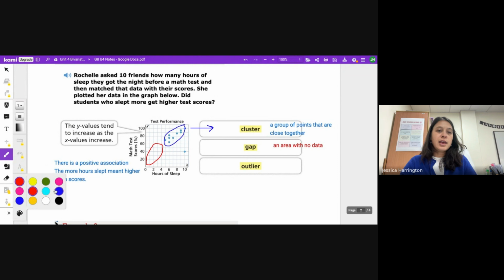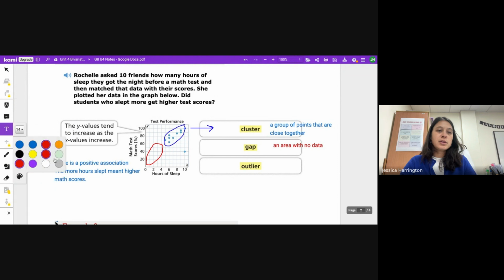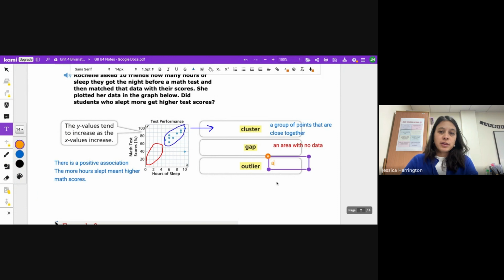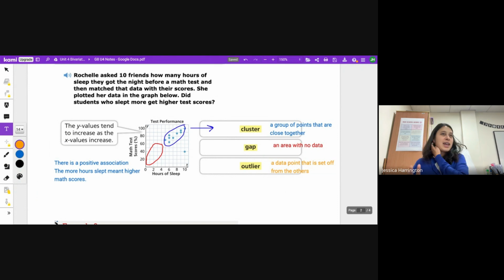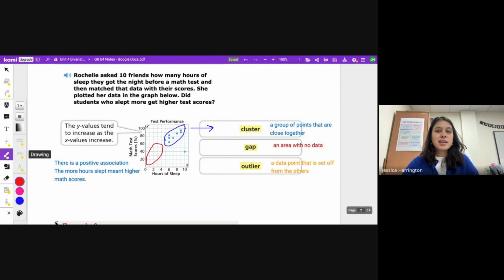And then this one is a new word. Let me make this one orange because I don't have green. So an outlier is a data point that is set off from the others, right? If you're saying that person is an outlier, they're kind of different. They stand out. Here you can see we have one outlier. It's this dot here. He or she slept for 10 hours, but they still got a 40% on their math score. So that data point doesn't follow the trend of the others. That's all it means.